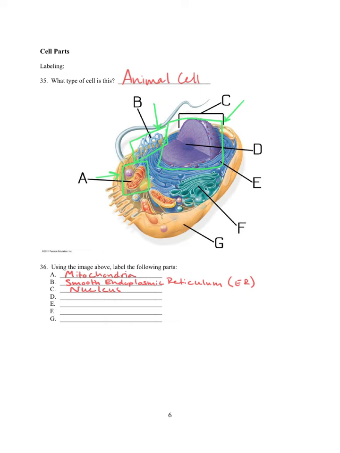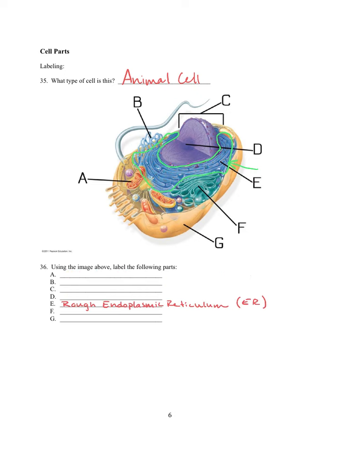Letter D. This is a structure within the nucleus. So that's this guy, and that is the nucleolus that helps with ribosome production. Letter E is pointing to this structure that goes all around the nucleus. It's covered in ribosomes, and it assists with protein production. So that's the rough endoplasmic reticulum.